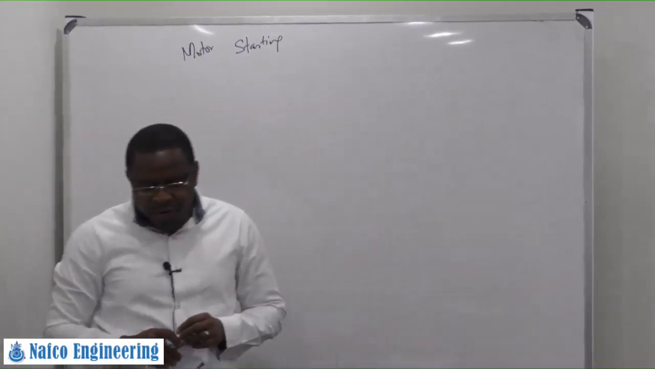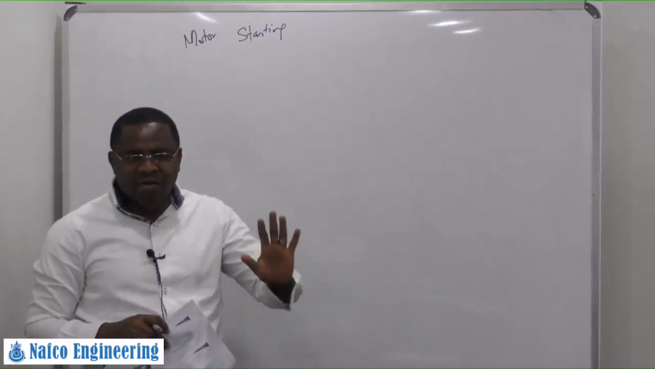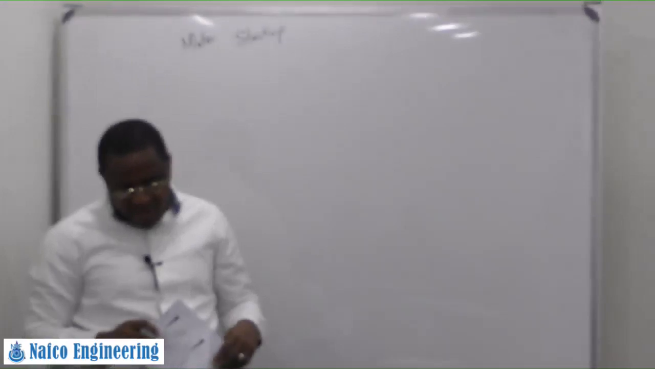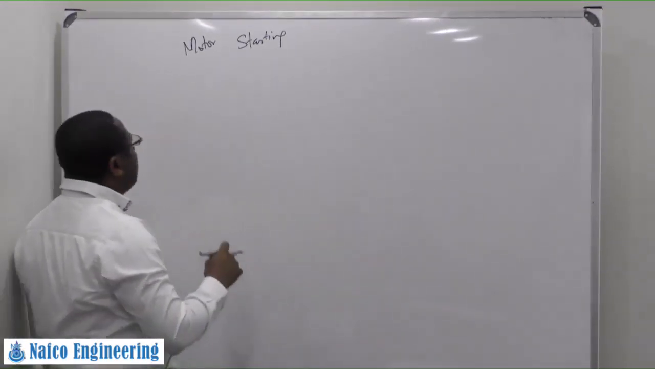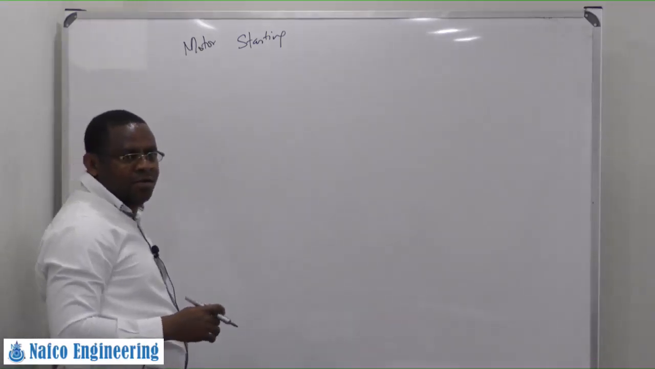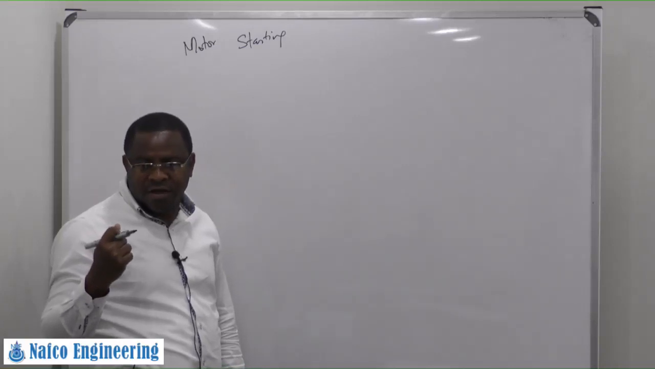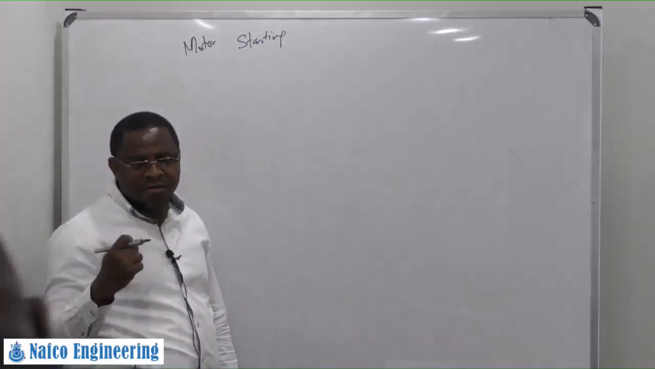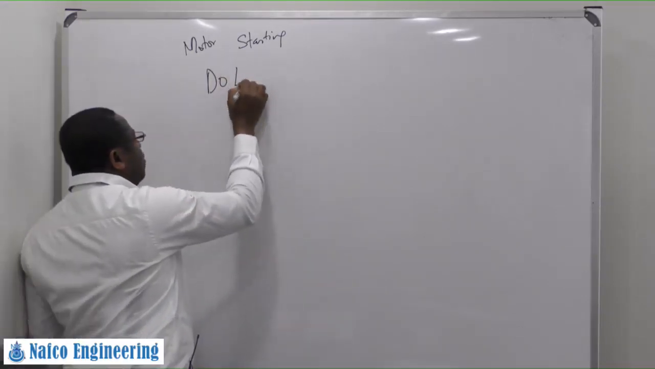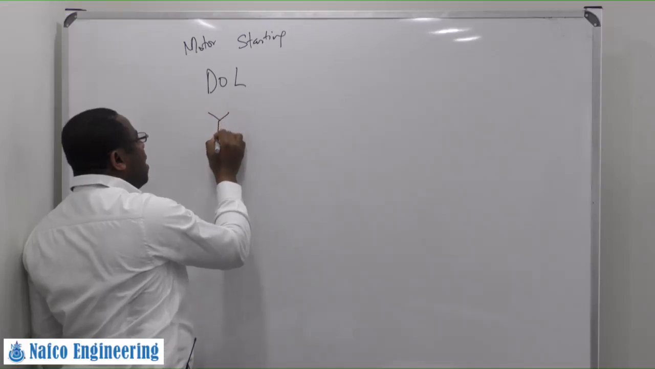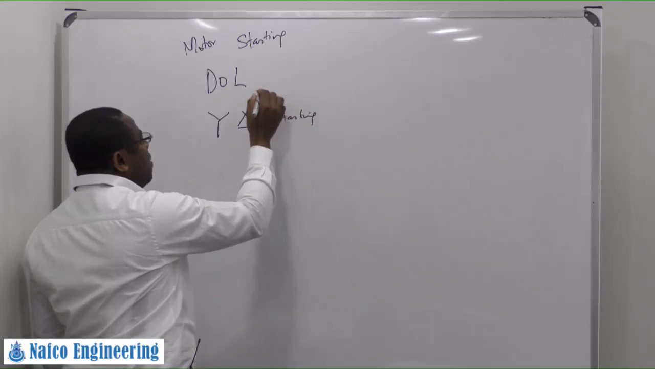Okay, we know we have different methods of starting a motor, right? We have direct online starting. We have star delta. If you start a motor direct, what do you think will happen? It will draw a very high inrush current, which is a big loss. So we'll look at why we need to use the star delta method. There are different methods of starting.